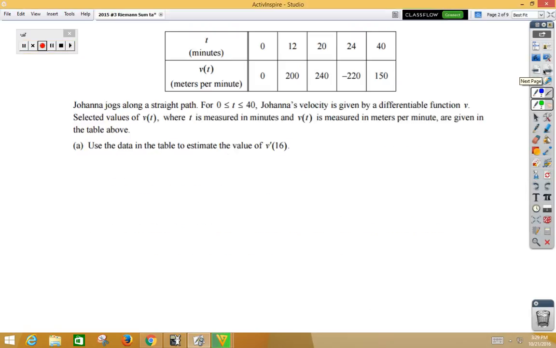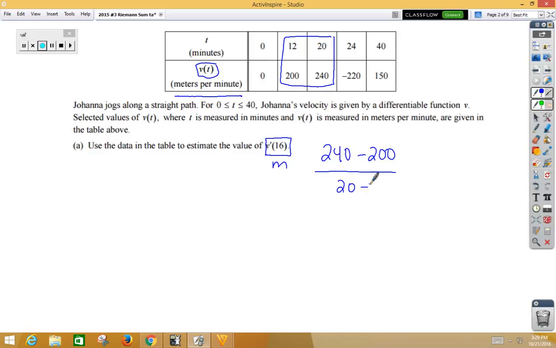And in part A, Joanna is jogging along a path. We have a velocity function, so keep in mind this is v of t in meters per minute. In part A, use the data in the table to estimate the value of v prime of 16. So that would be a derivative or a slope. So we want to do these 2 points because 16 is between 12 and 20. So 240 minus 200 over 20 minus 12. So that would give us 40 over 8, which would give us 5.